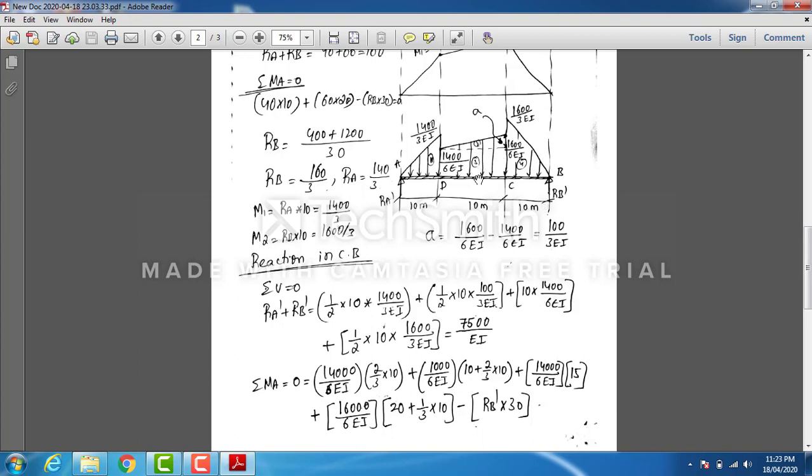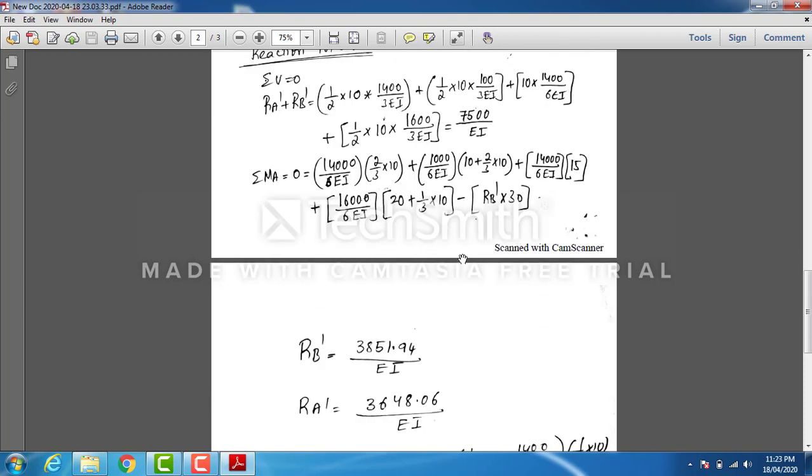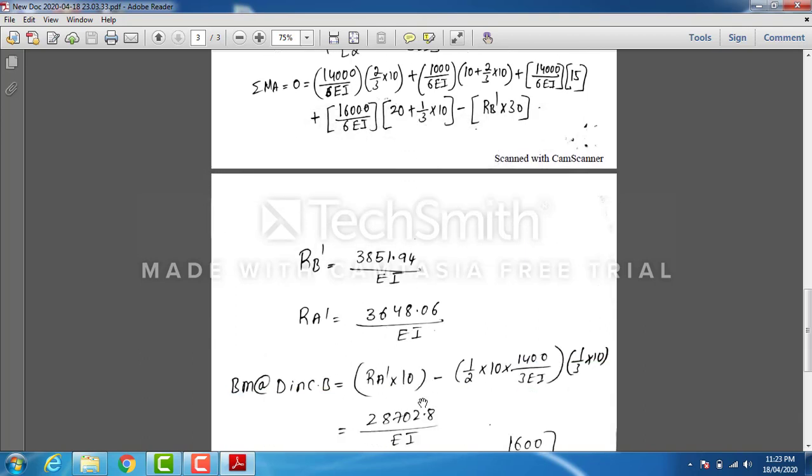Coming to the third area, from the middle of the third area to point A it is 5 plus 10, so it is 15. Coming to the fourth area, same thing, taken directly from here to here. Up to C it is 20 meters, so 20 plus 1/3 of 10. Remaining minus RB into 30. So it works out to be RB value as this much and RA value as this much.